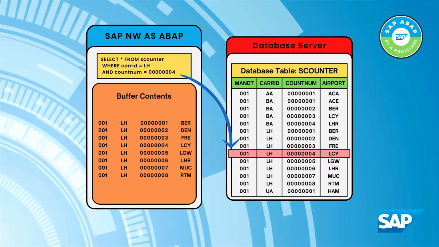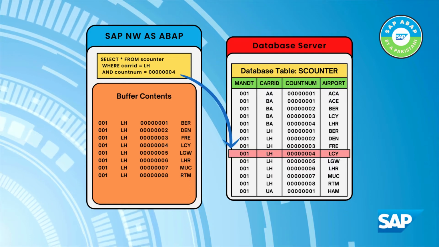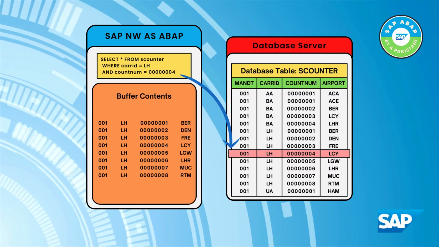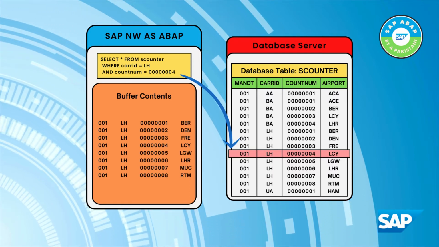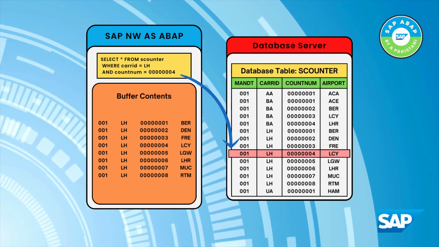Client-dependent, fully buffered tables are automatically generically buffered. The client field is the generic key. This is based on the assumption that not all of the clients are actually used on one application server.